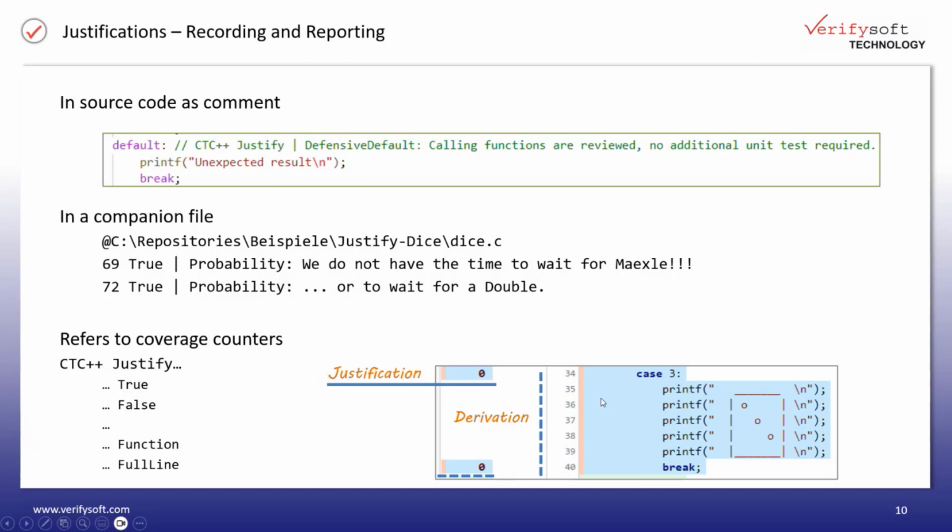Visually, you see that this part was justified but not executed. So the original red color of the lines is still there at the beginning, and still here at the beginning of the counter, but it's dominated by the justification blue. So that's it about the feature of justifications.